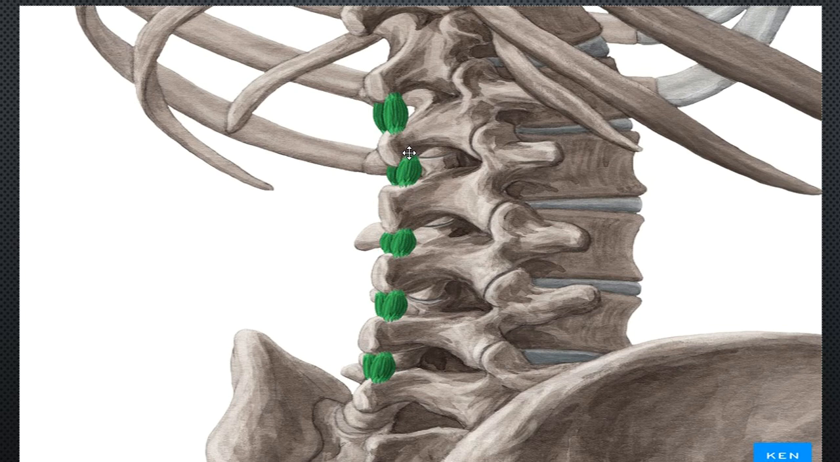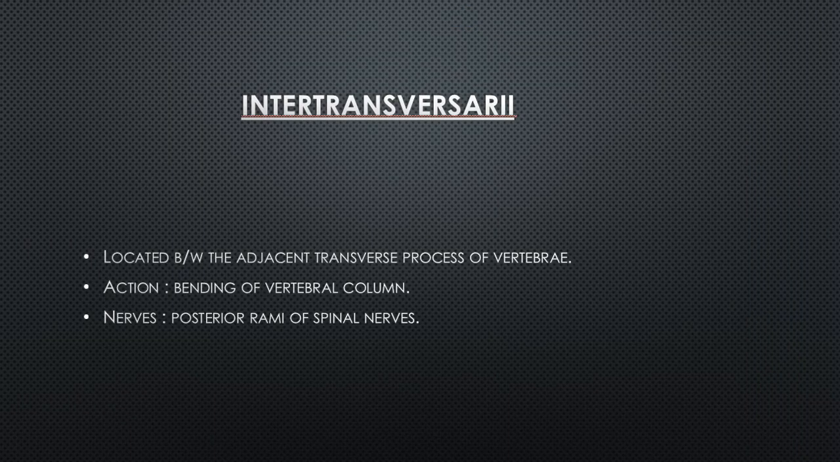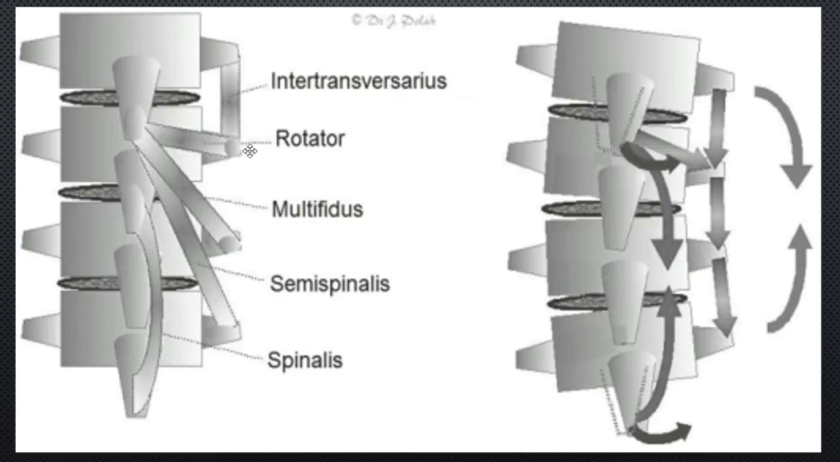And the intertransversarii is the last one. It is located between the adjacent transverse processes of vertebrae, and the action is the bending of the vertebral column. Nerves are the posterior rami of spinal nerves. We can see here intertransversarii between adjacent transverse processes of vertebrae. They are better developed in cervical and lumbar regions. The interspinals are also better developed in cervical and lumbar regions, but interspinals are absent in the thoracic region.